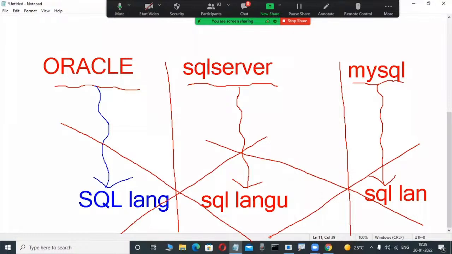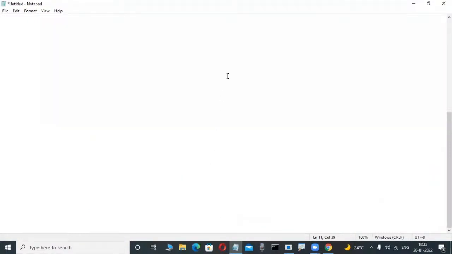These SQL languages are different, not the same. How can I guarantee they are different? There is a simple technique. Concentrate here and observe. Many of you are saying they are different, very good. As a latest programmer, through some knowledge you can easily tell the difference. Keep this in mind, and you will understand this concept in a very easy way.